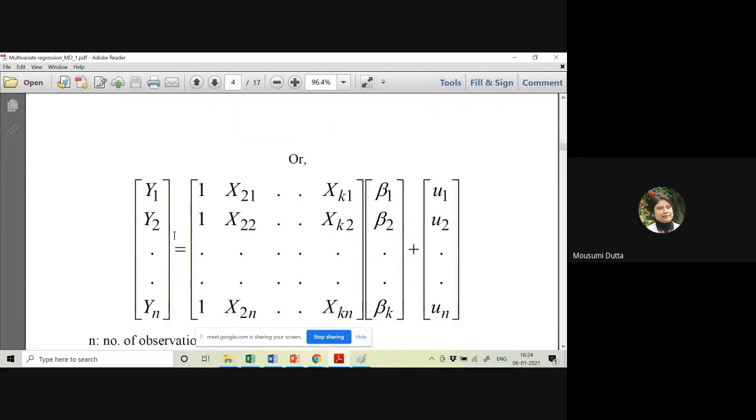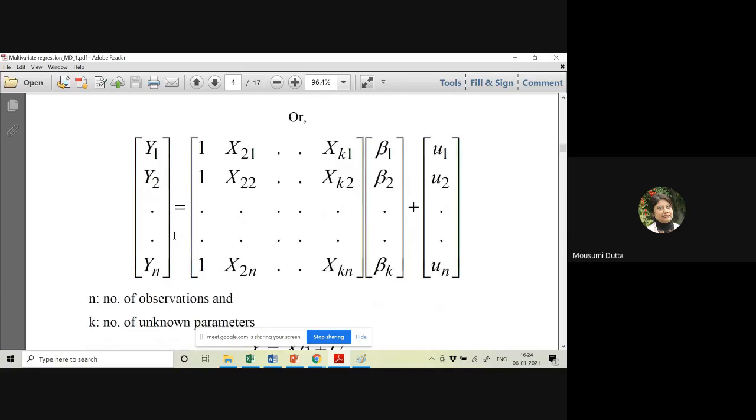So if I use matrix algebra, look at the structure and tell me whether this is understandable or not. There is y1, y2 to yn. Please note down, this is a vector of order n by 1. Okay, so add n cross 1 here. This is a vector of order n by 1.